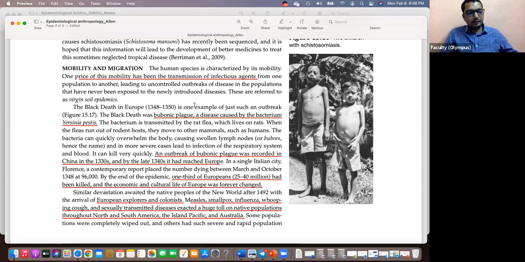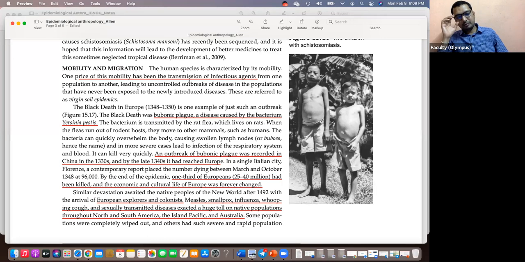Or at least if the flights had been stopped as soon as people realized. But it was too late. Many countries would have stopped it, but most of the countries could not, because of the travel. Otherwise, the disease which started in China would not have come to us. But connectivity has increased, mobility has increased. And one price of this mobility has been the transmission of infectious agents.